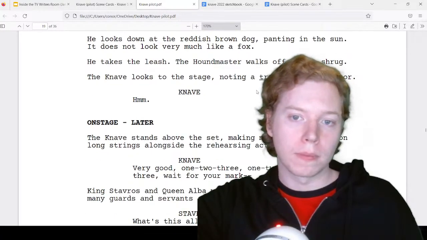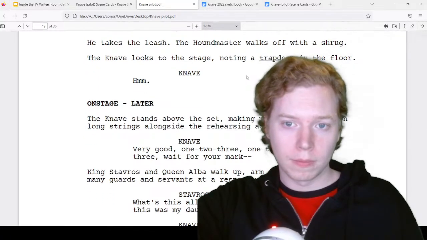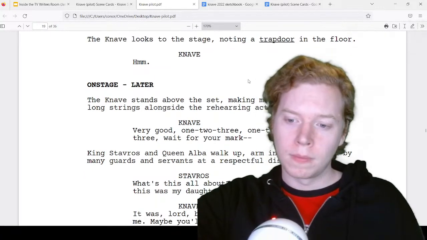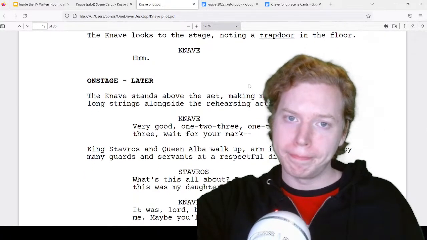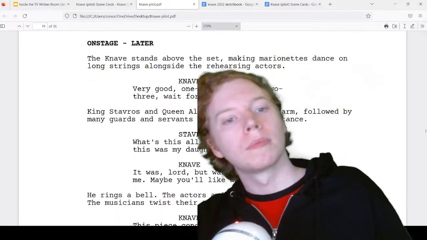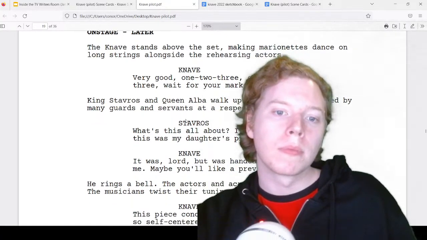He looks down at the reddish-brown dog, panting in the sun. It does not look very much like a fox. He takes the leash. The houndmaster walks off with a shrug. The knave looks to the stage, noting a trapdoor in the floor. On stage, later. The knave stands about the set, making marionettes dance on long strings alongside the rehearsing actors.